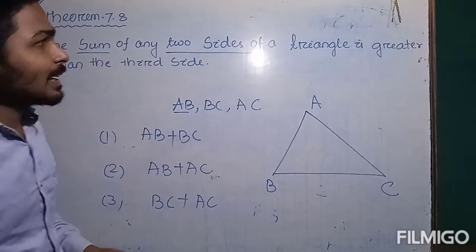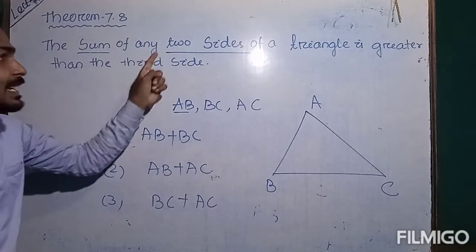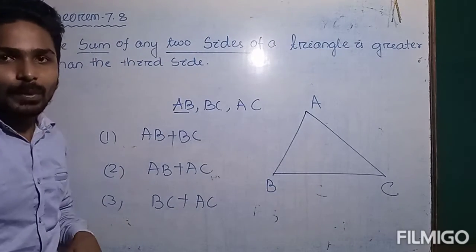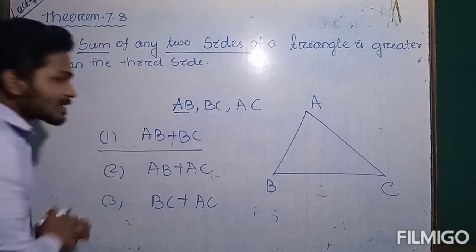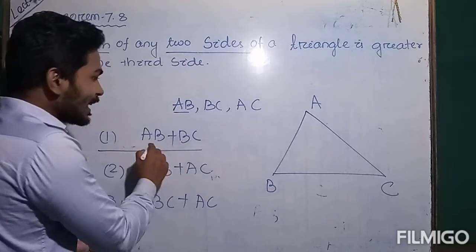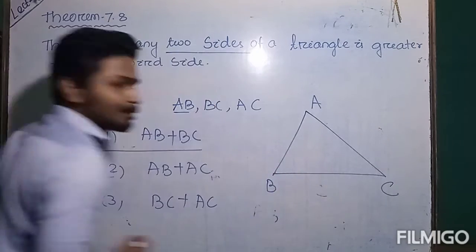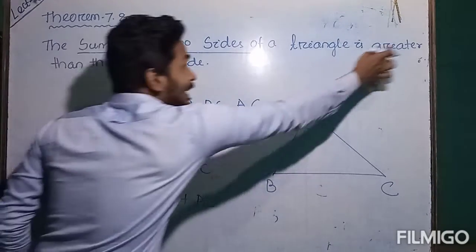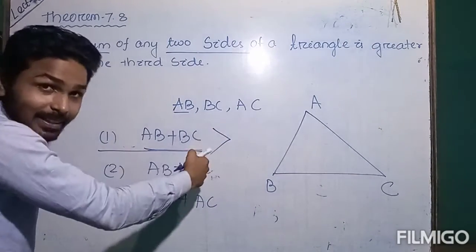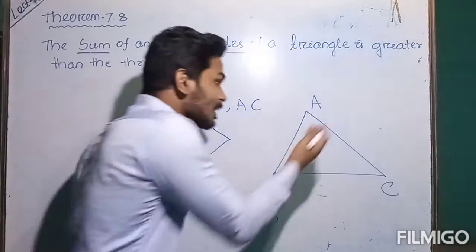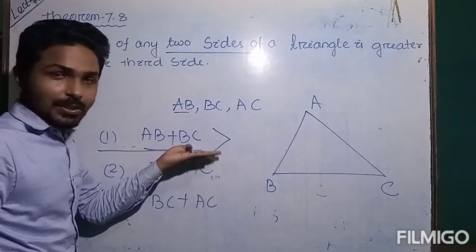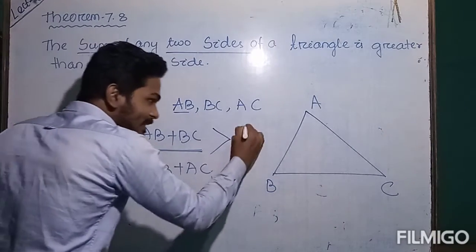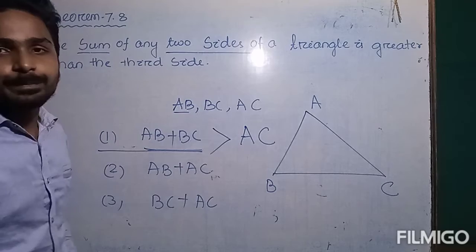Then the sum of any two sides of a triangle is greater than the third side. Let's consider the first case. We have taken AB and BC. Then the sum of these two sides is always greater than, this symbol, the third side. Third side means the remaining side. For the first condition, AC is the remaining side. So the sum of these two sides is always greater than the third side.